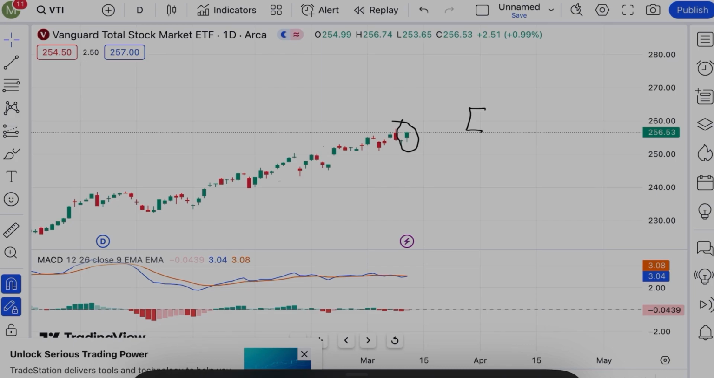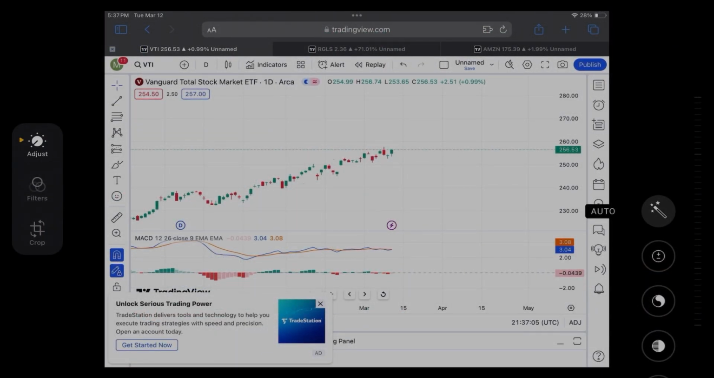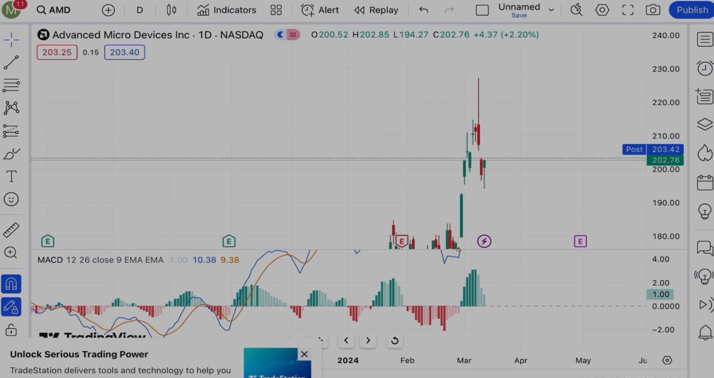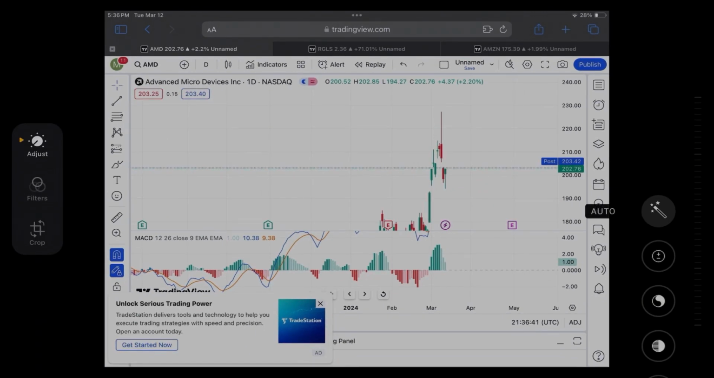Whenever you see them wicks at the bottom, that means that it tried to go down, but the pressure pushed it back up. You know what I'm saying? So that's a bullish signal for tomorrow, meaning the stock market should be up tomorrow. Okay. So that's the total market.